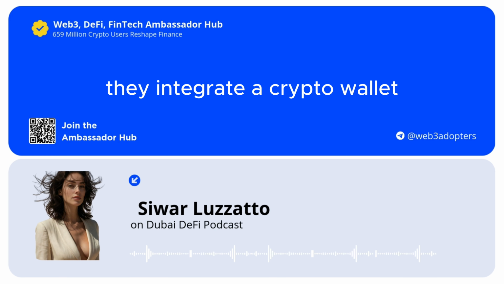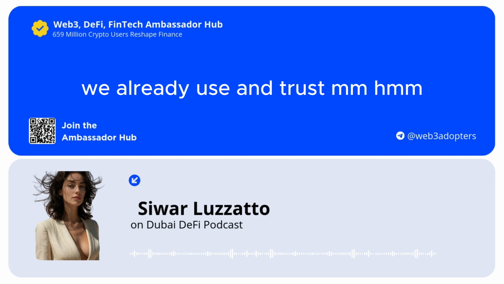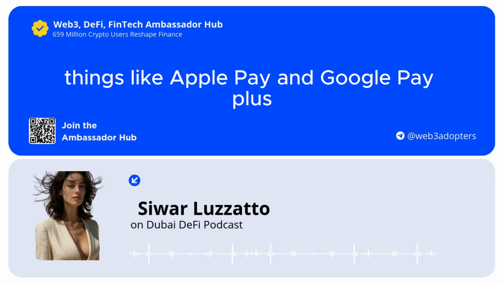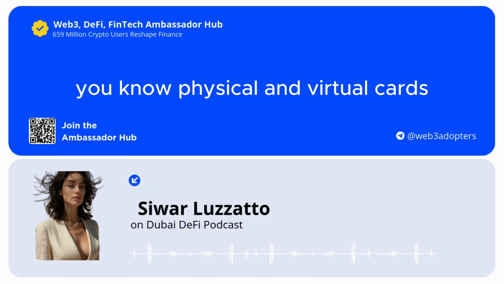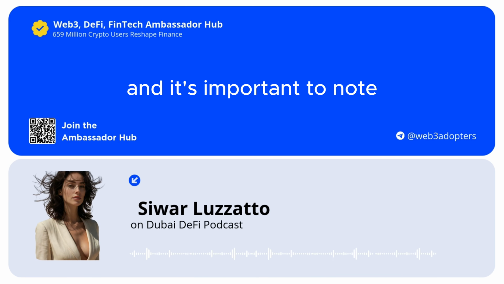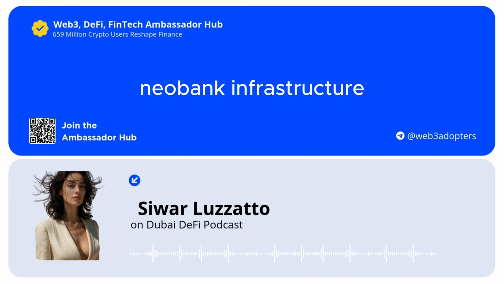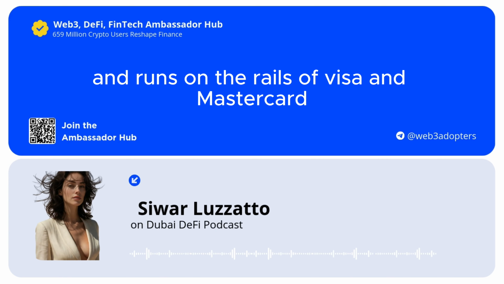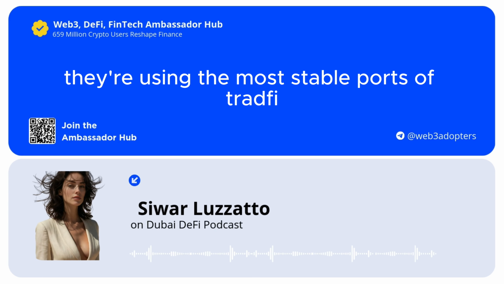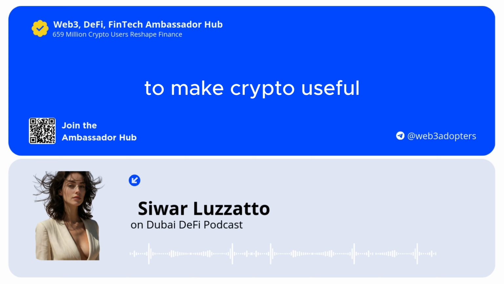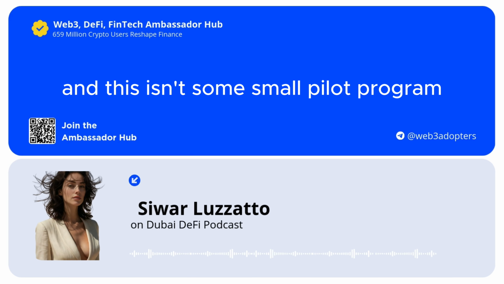They integrate a crypto wallet directly into payment systems we already use and trust, things like Apple Pay and Google Pay, plus physical and virtual cards. And it's important to note, the whole thing relies on a secure neobank infrastructure and runs on the rails of Visa and MasterCard. They're using the most stable parts of TradFi to make crypto useful. And this isn't some small pilot program.